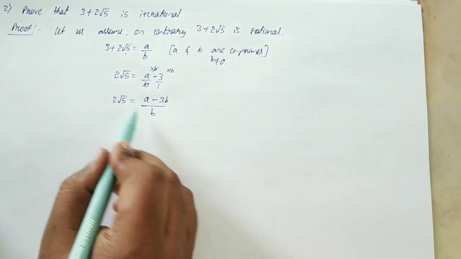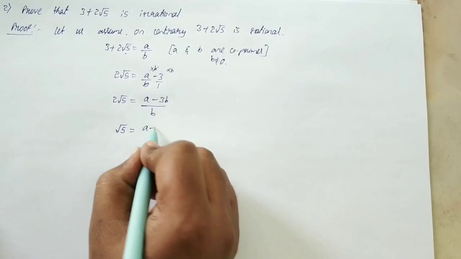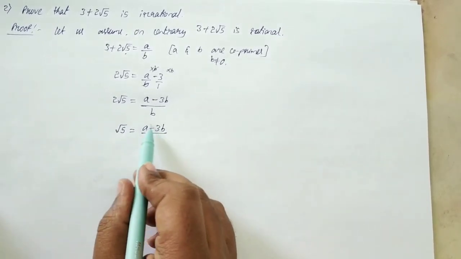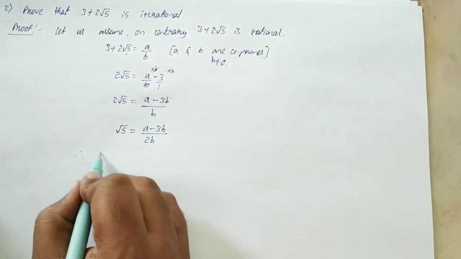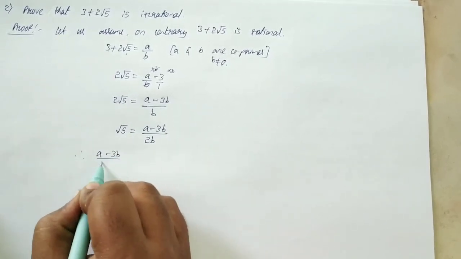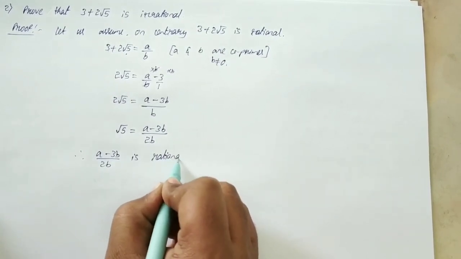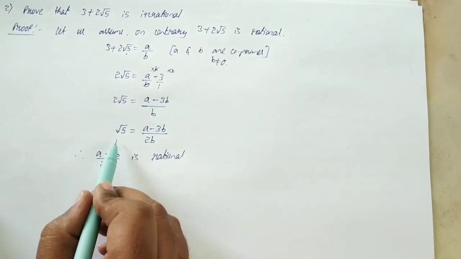So next we will shift 2 to the RHS. It will go to the denominator. So root 5 is equal to A minus 3B by 2B. So it is in the form of fraction, right? It is in the form of A by B. That means A minus 3B by 2B is rational, right? If this is considered as rational, then LHS should be also rational.